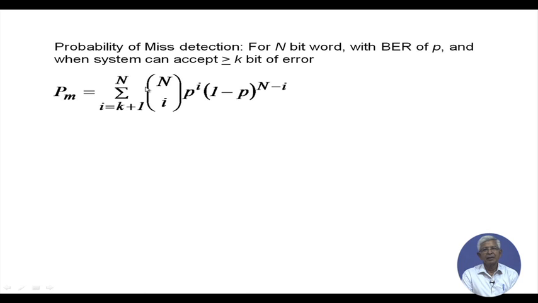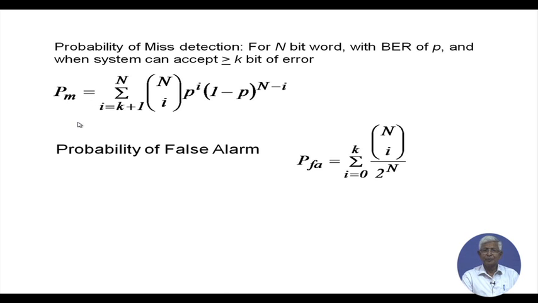So, based on n, the sync bit size, the probability of error BER, and what you have decided about k, that is how many bits you can tolerate, the probability of misdetection can be calculated. Similarly, the probability of false detection or false alarm is expressed as P_FA, the sum of i equal to 0 to k, that is how many you can tolerate, of (n choose i) times (1/2) to the power n.